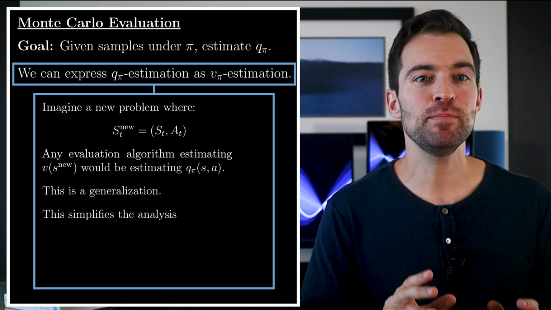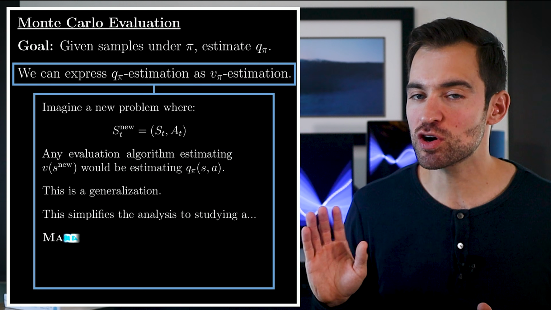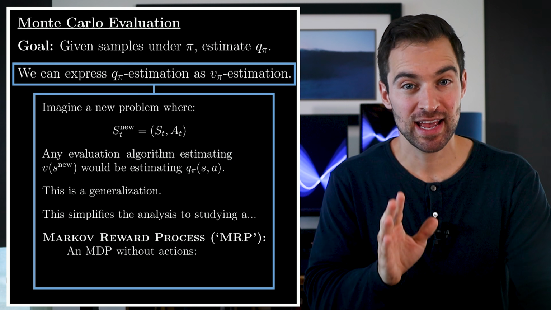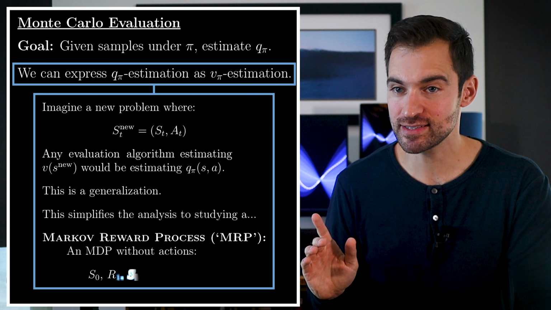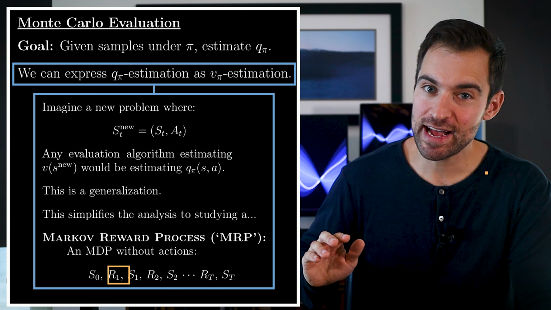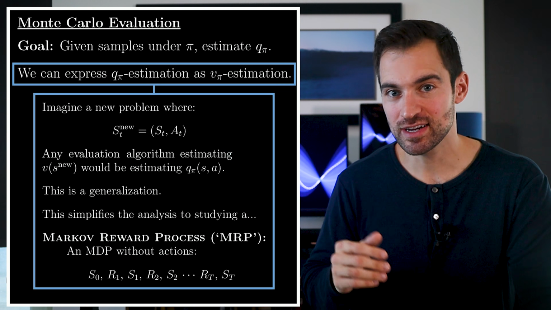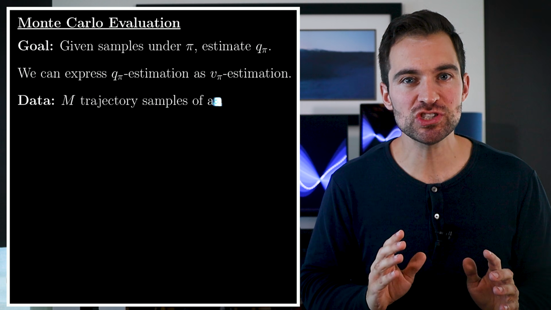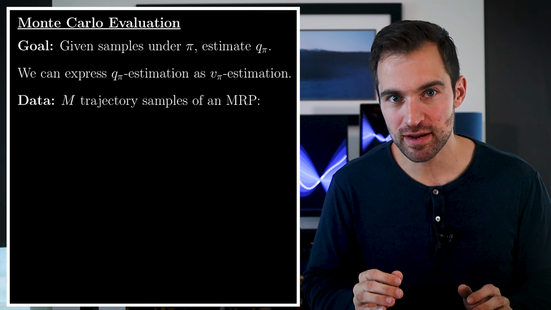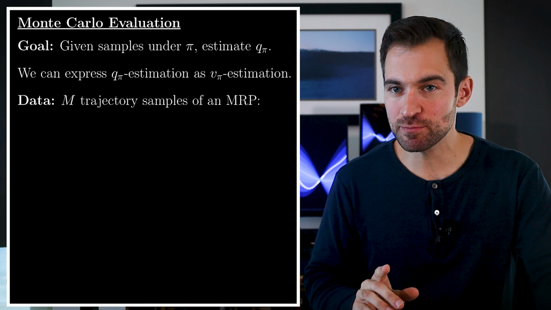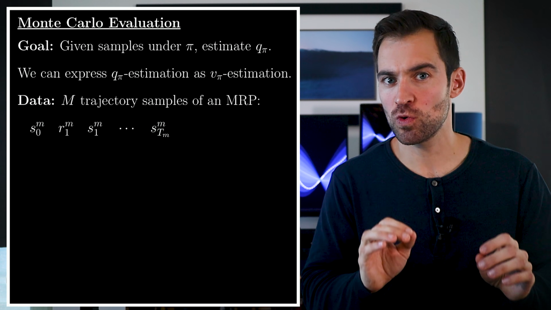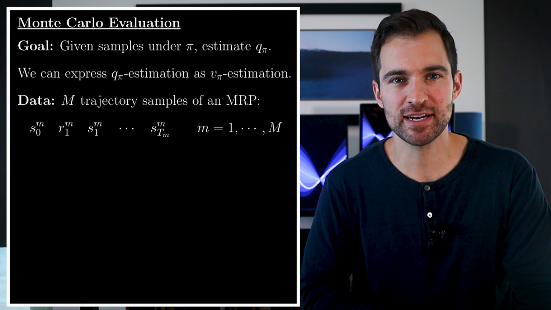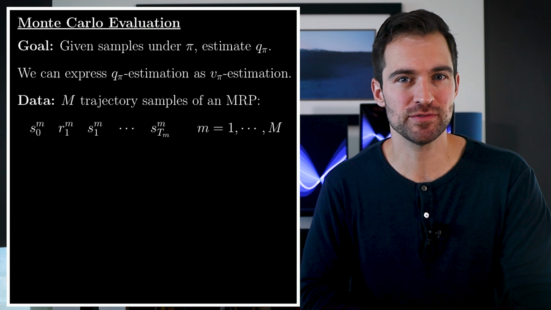In particular, it means we may instead study a Markov reward process, which is an MDP without actions, and has trajectories like this: S, R, S, R, S, R, until termination. This means our data is M trajectory samples of an MRP. We can write one trajectory sample like this, where little m indexes from 1 to capital M. If you're also reading from the textbook, this is a little deviation from their notation.